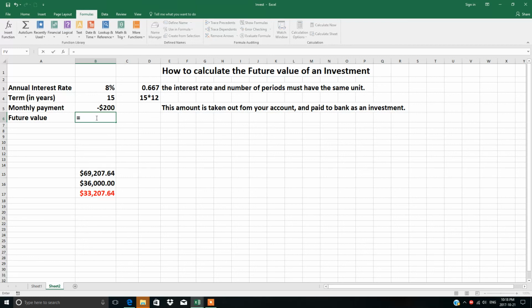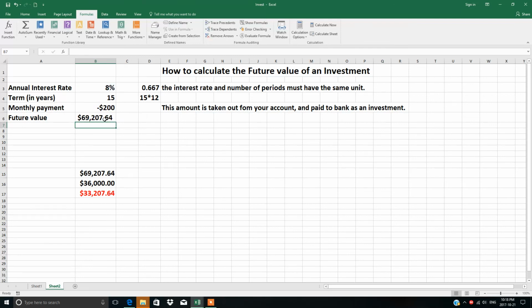Just write down the equal sign and then FV, because we are calculating the future value, and then you will see here two different future value formulas. We have to use the first one. So double click here. First is the rate, that is 8% divided by 12, and then is 15 years multiplied by 12, and then this, and parenthesis closed, and enter.